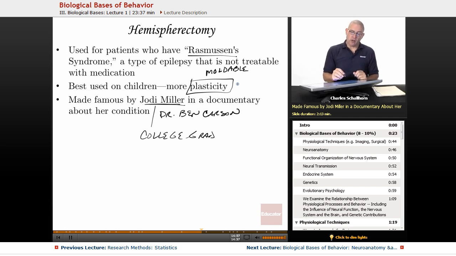And so the younger you are, it's best with children, that's when you have the most plasticity. The younger you are, the more plastic your brain is, the more moldable and fungible, so to speak, that your brain is. Your brain can adapt to those sorts of problems. So Jody Miller, she had a few physical movement issues, but she could walk, she could run, she could dance, and she was able to handle all of the fact that she had the right hemisphere of her brain removed.